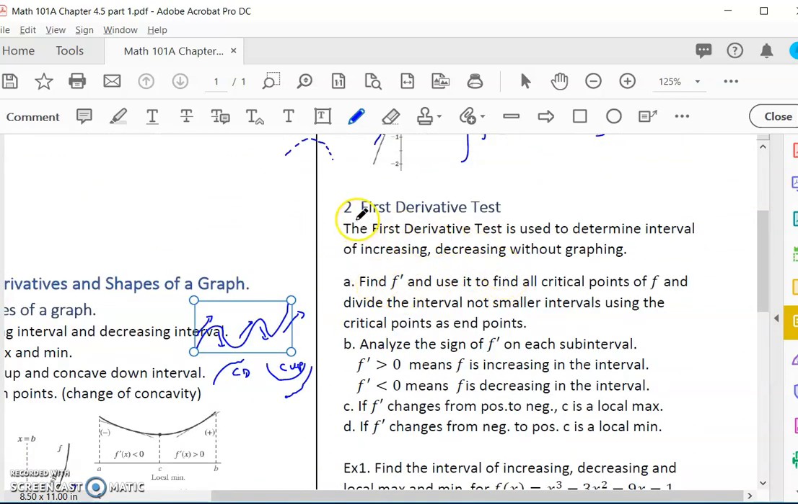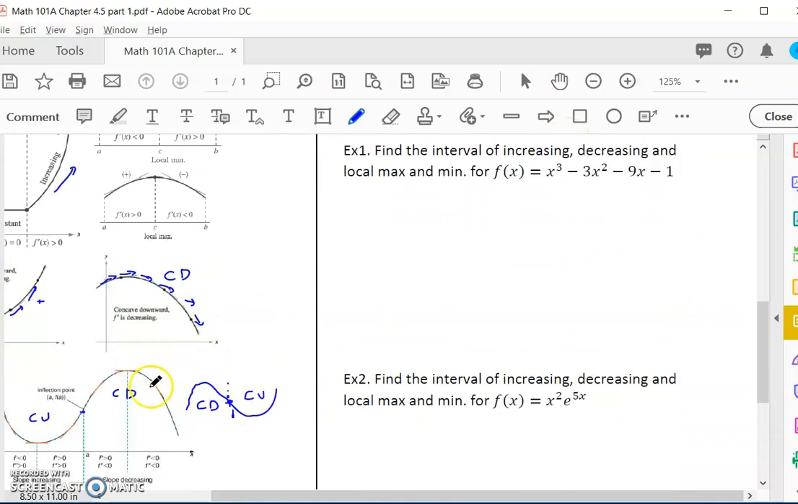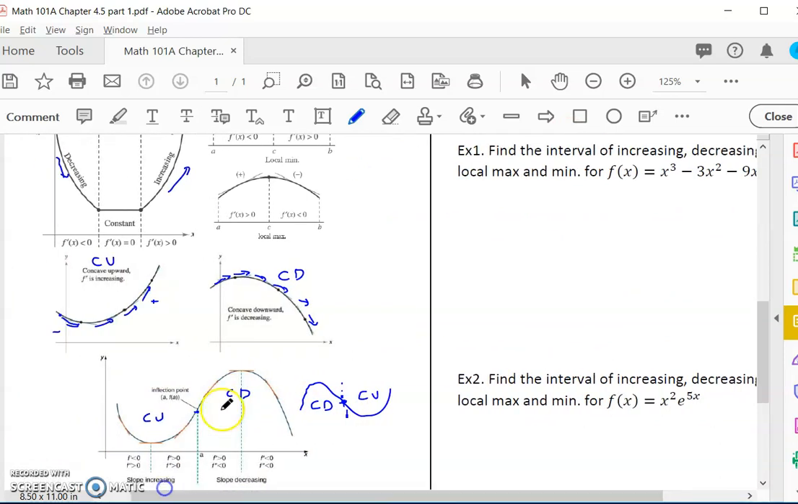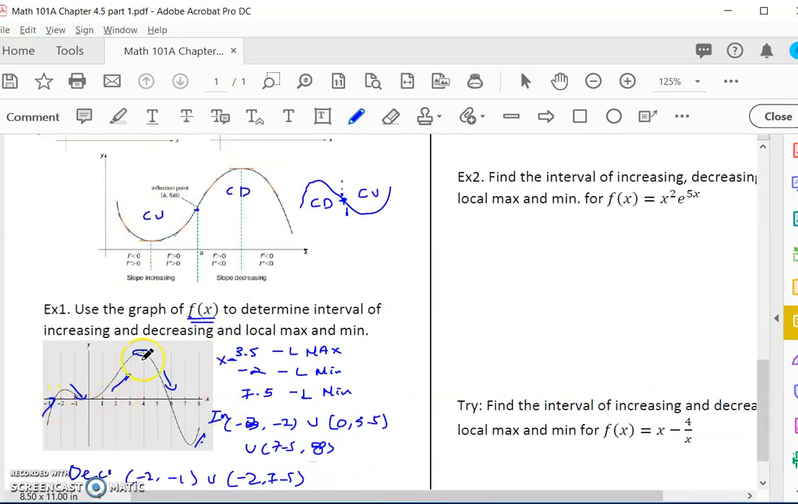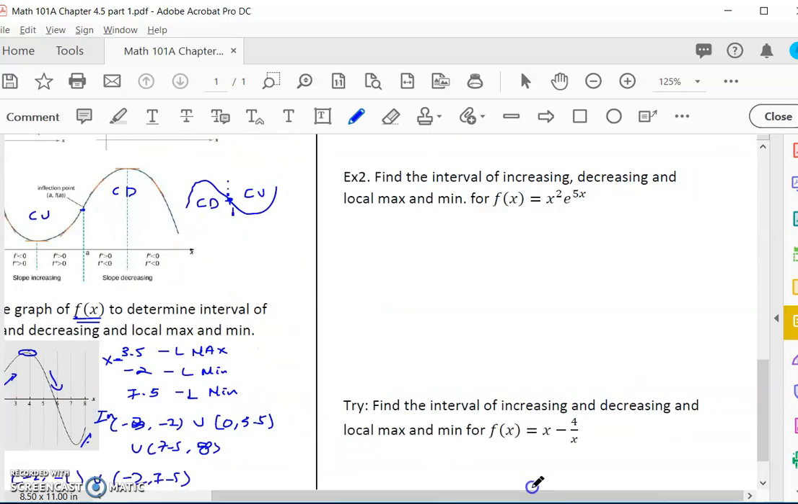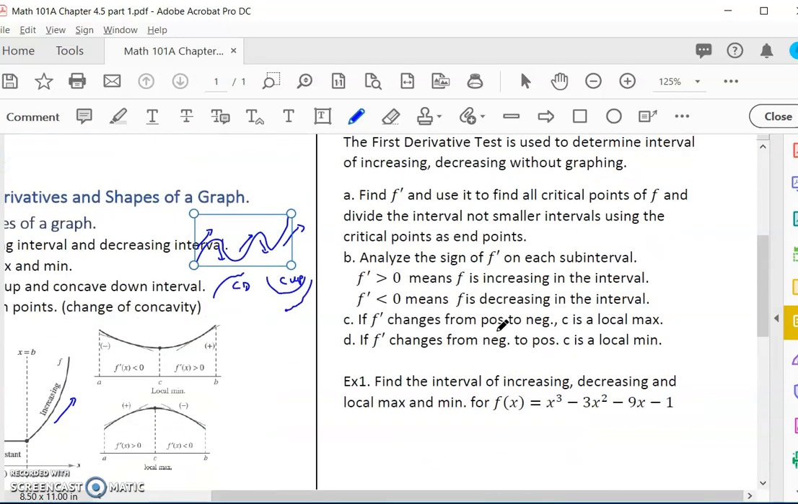So the next thing we want to talk about is the first derivative test. What is the first derivative test used for? It's used to determine the intervals of increasing and decreasing without graphing. Without looking at the graph. If you look at the graph, of course you know when it's increasing and decreasing, right? But without looking at it, can I analytically find out?